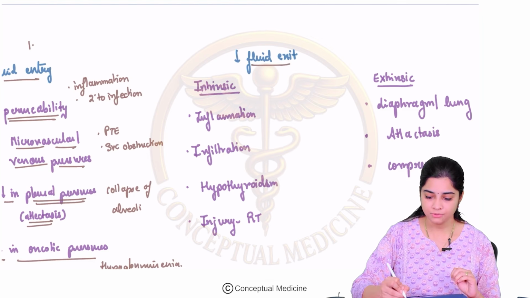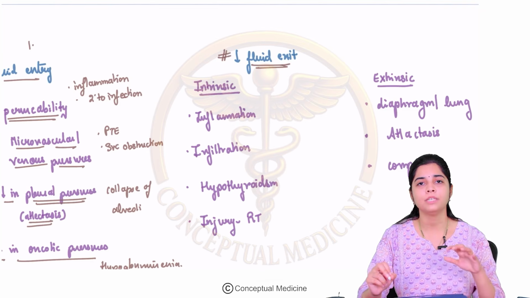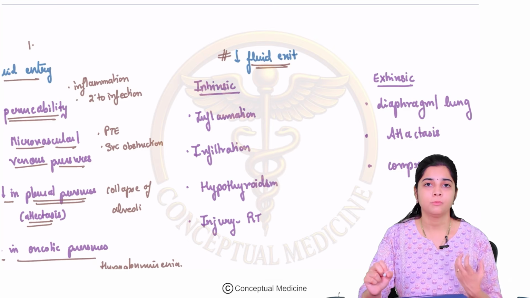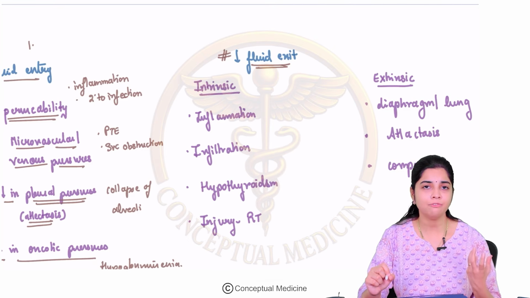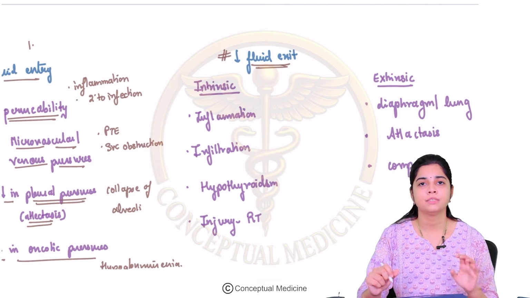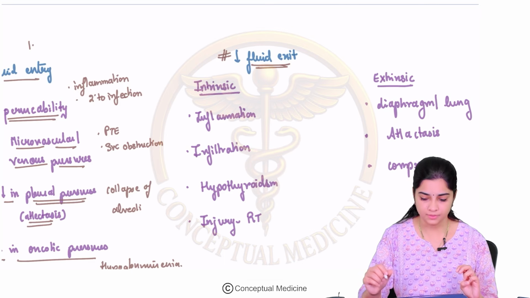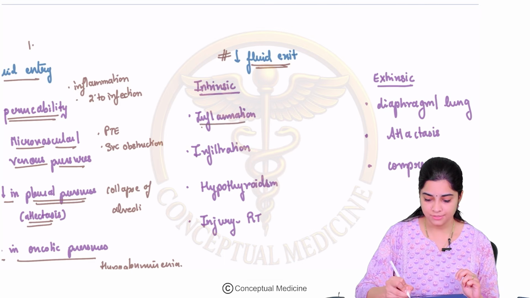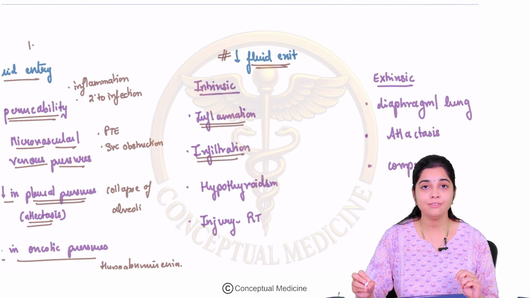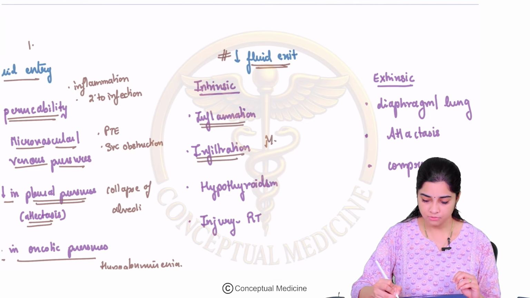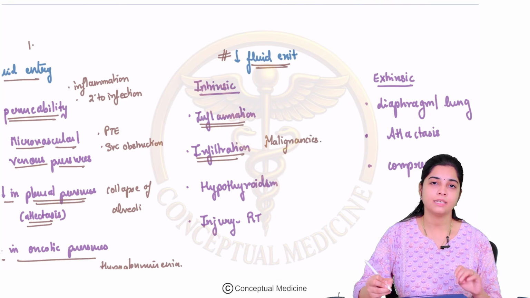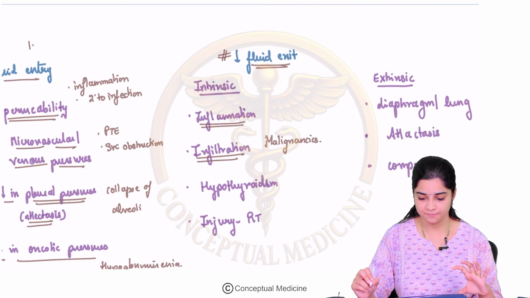Then it can be due to decrease in the fluid exit. We know that normally the pleural fluid is removed via the lymphatics. So if the lymphatics are blocked or fibrosed, then there cannot be any normal fluid exit and hence the fluid begins to accumulate within the pleural cavity. This again can be due to inflammation, it can be due to infiltrative processes, most commonly malignancies. Okay, so malignant cells can infiltrate and block the lymphatics, right?